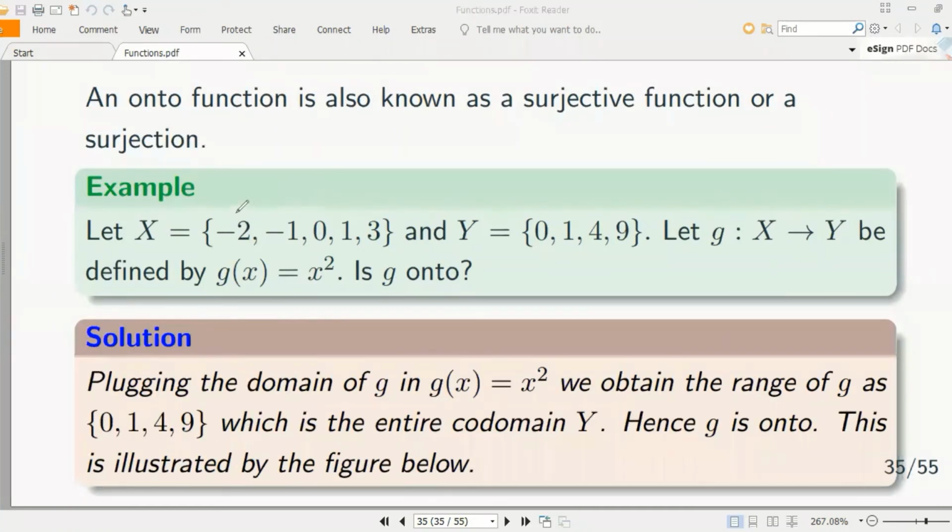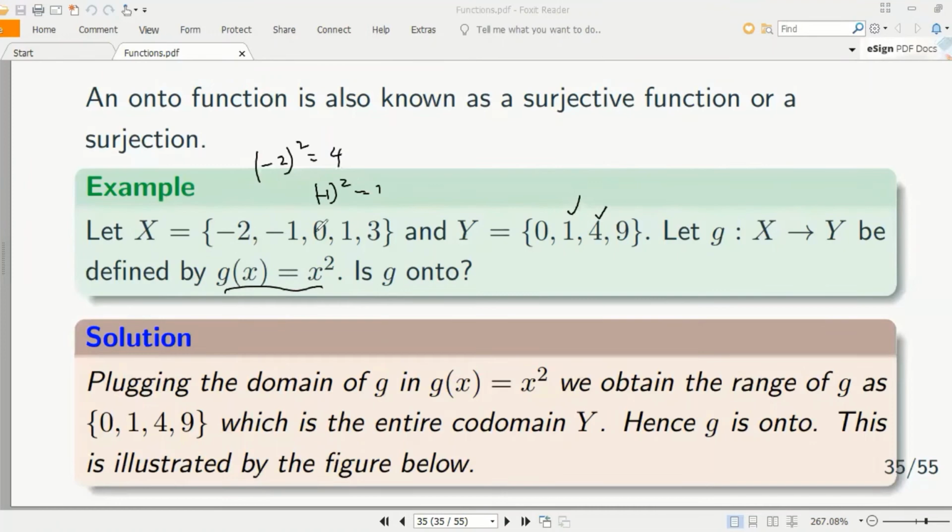Where is -2 assigned to? Using this definition, when I square -2, I get 4. It's assigned to 4, so 4 has been assigned to. Where will -1 be assigned to? When you square it, you get 1. So -1 is assigned to 1. I'm squaring it because of this definition, and you already understand. You can take this from the start.